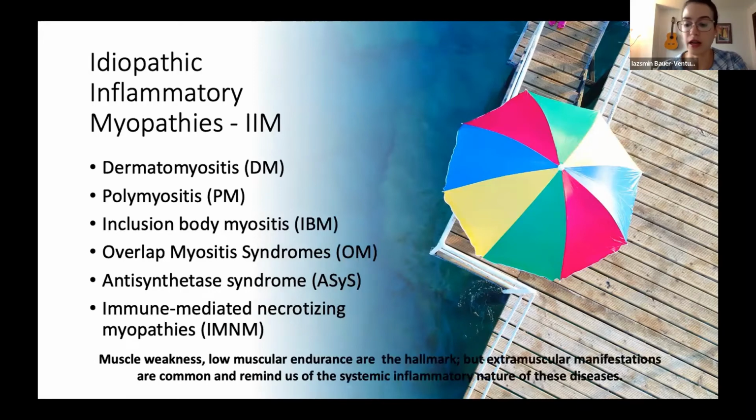As of now, these diseases are under the umbrella of inflammatory myopathies, and they are characterized by muscle weakness and low muscular endurance, which are the hallmark of these diseases, but also extramuscular manifestations remind us of the systemic inflammatory nature of these diseases.